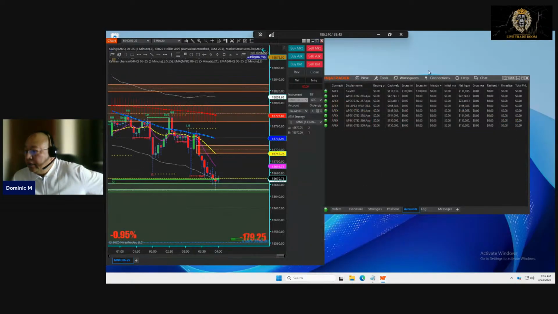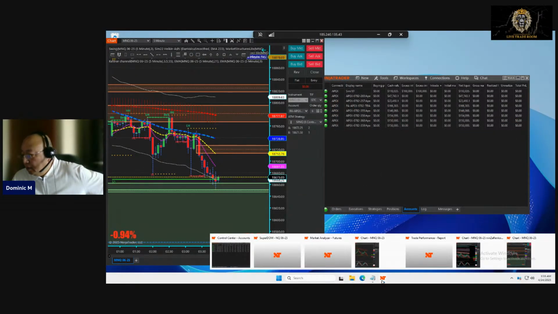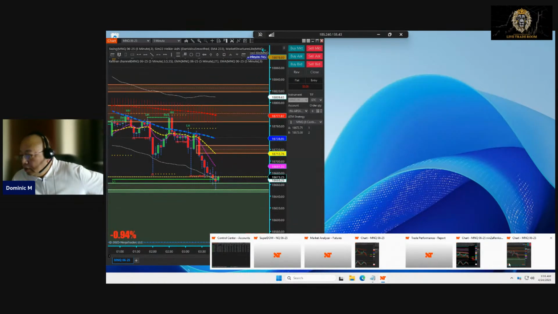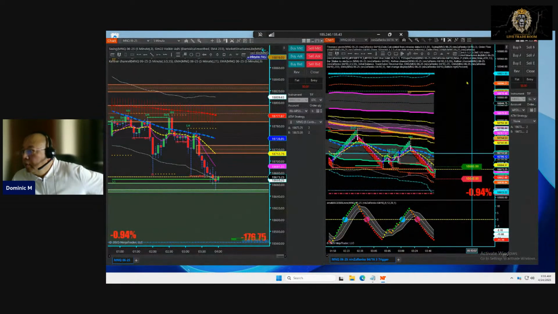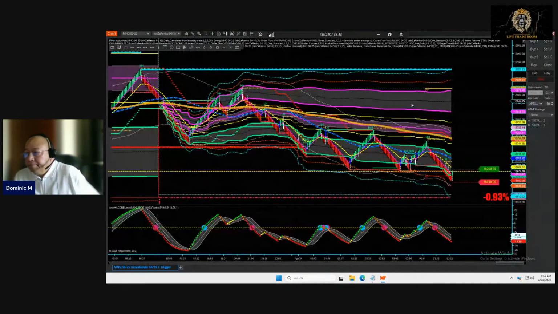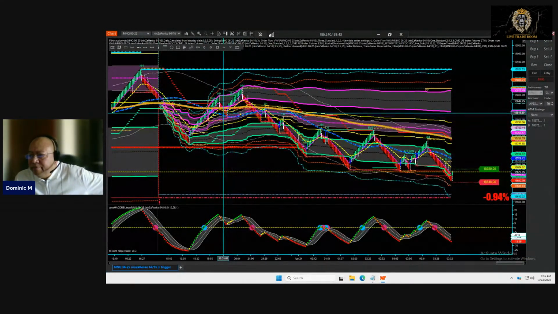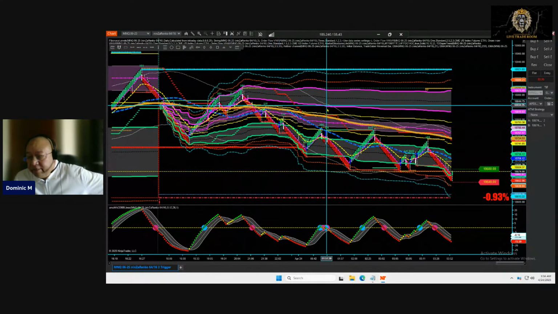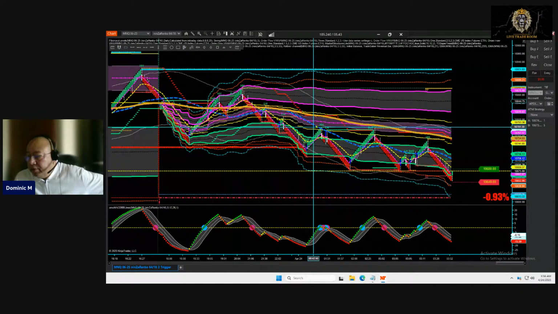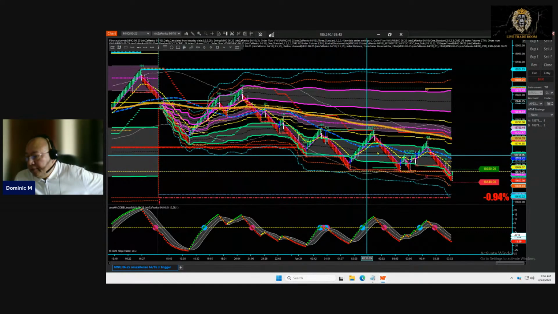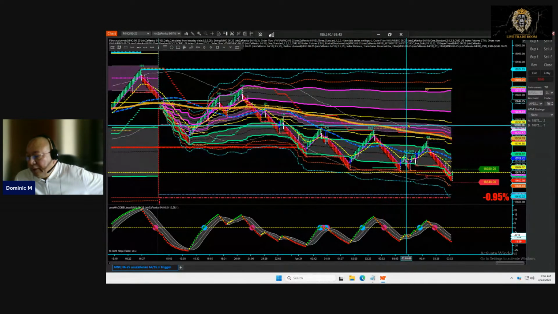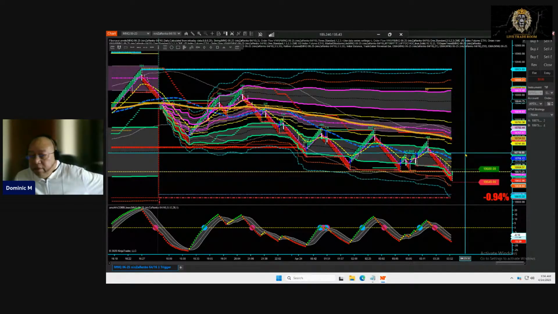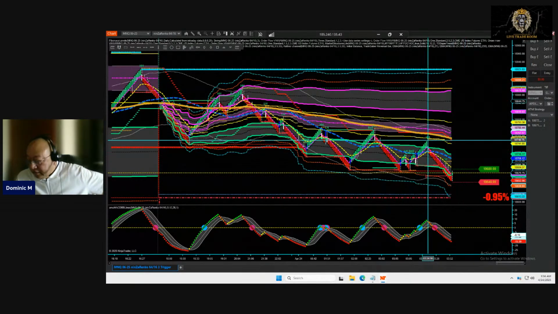Let me see on the Renko chart. Yeah, not much movement. You can see, I mean, not much volatility. How can I tell? Because look at the width, the distance between the deviation levels. The VWAP deviation level is not that big, so really not that much volatility.